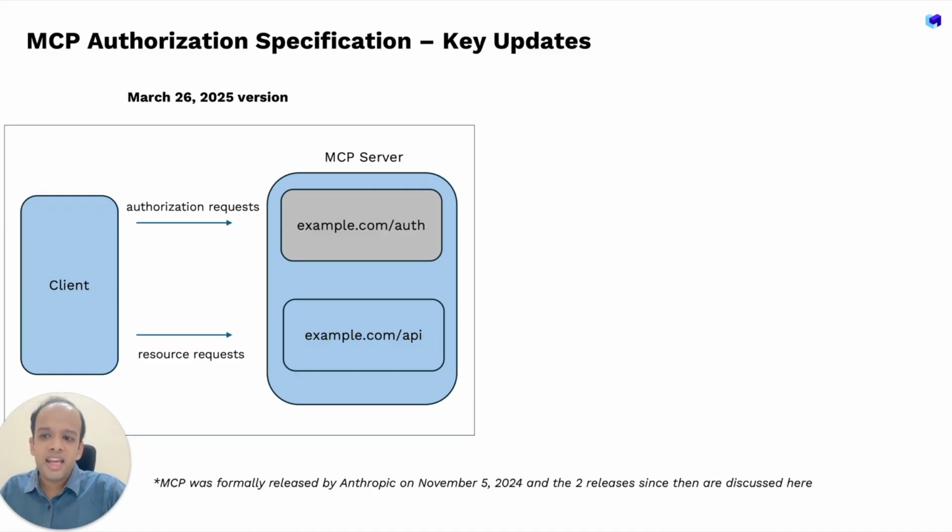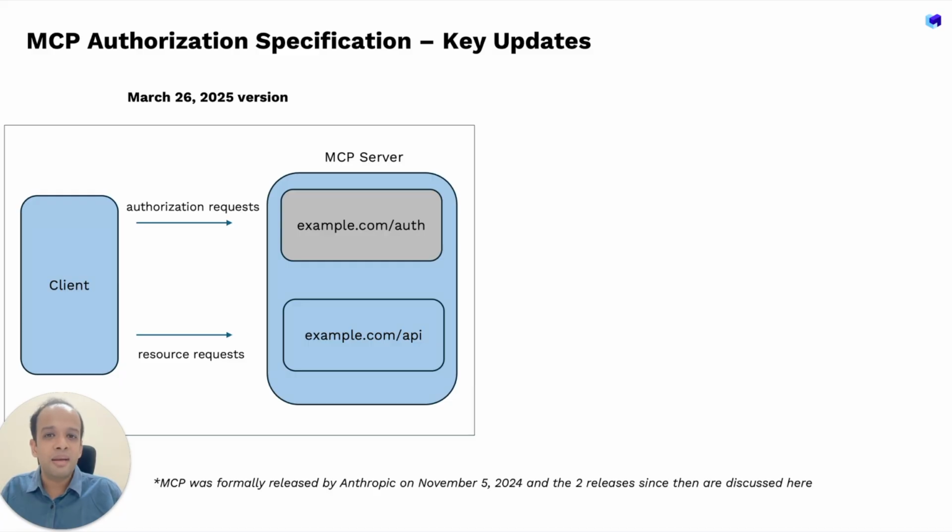The issue was that the MCP client was sending authorization requests and resource requests to the same MCP server, which basically had the authorization server and the resource server both. So you can see in this diagram that the authorization endpoint and the resource API endpoint are both contained within the MCP server.